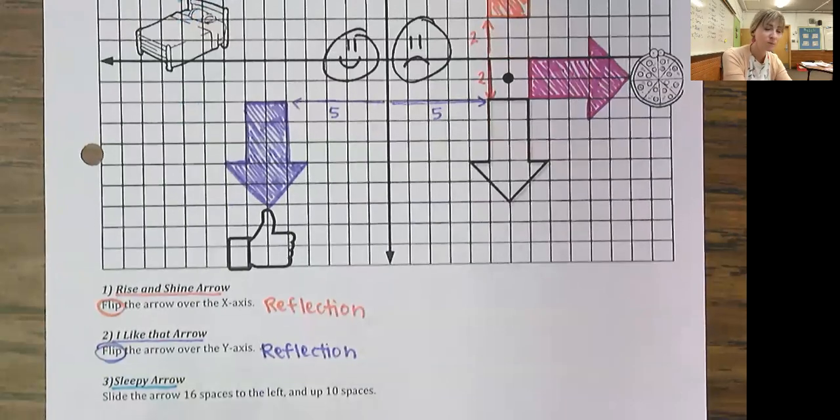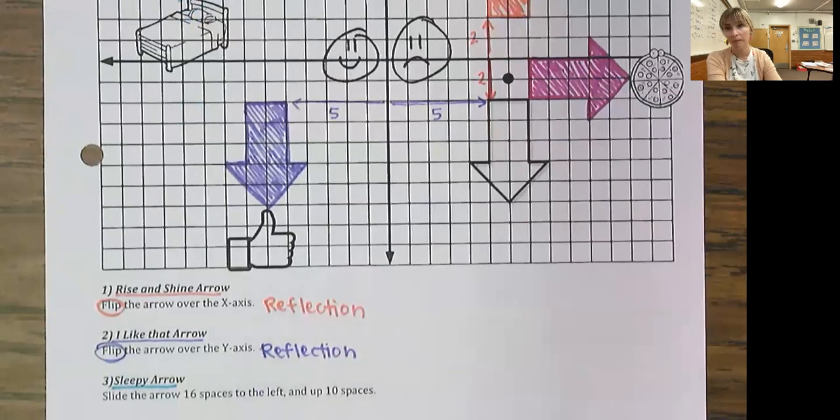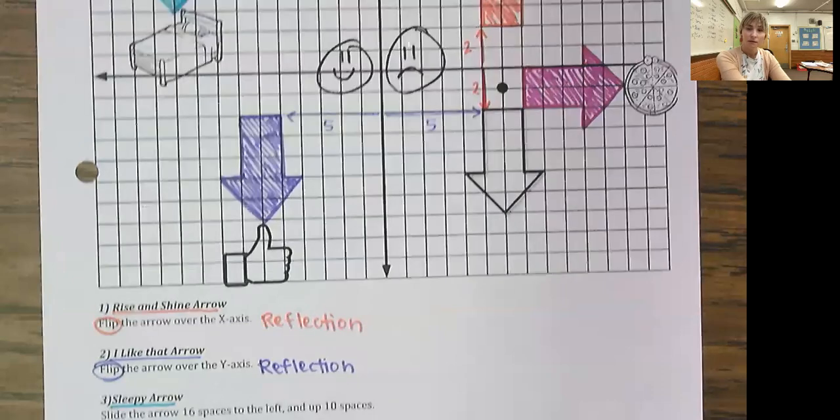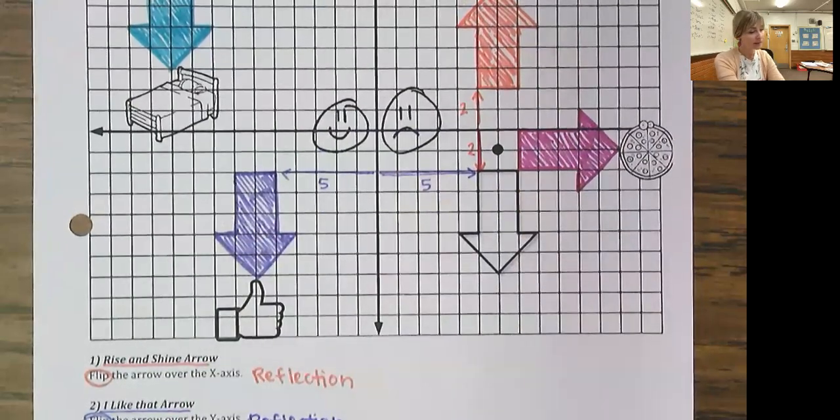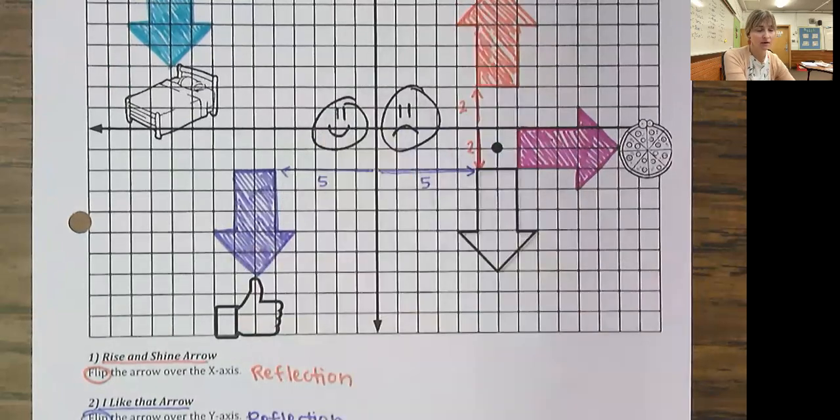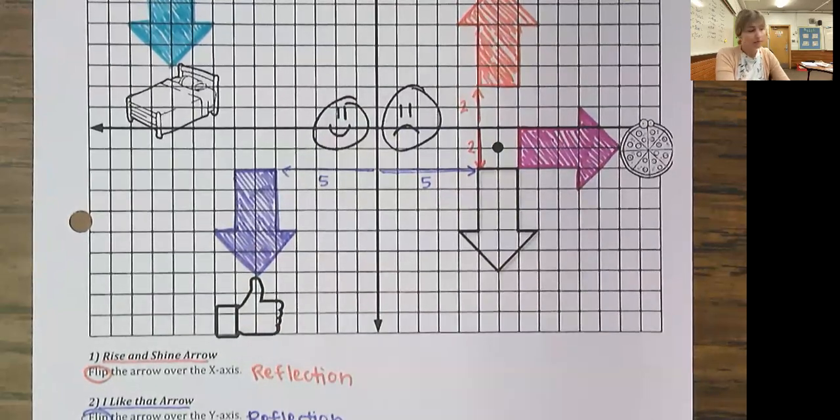But overall, at its most basic level, a reflection is a flip. Okay, obviously we're going to make it more mathematical than that, but make sure you can recognize at its basic level, a reflection is a flip. And that's what you created with the rise and shine arrow and the I like that arrow.